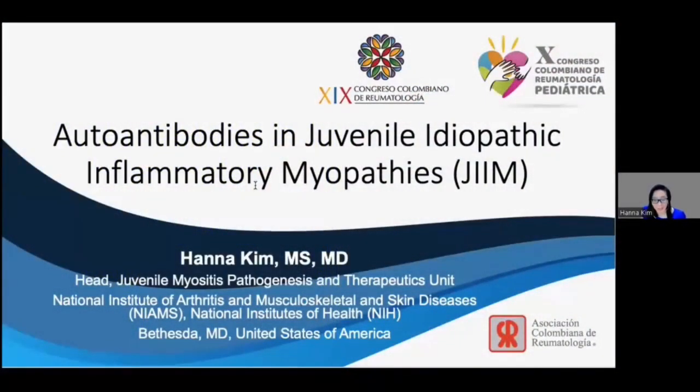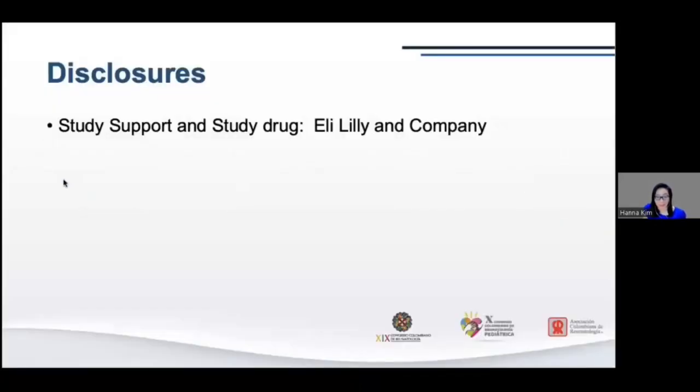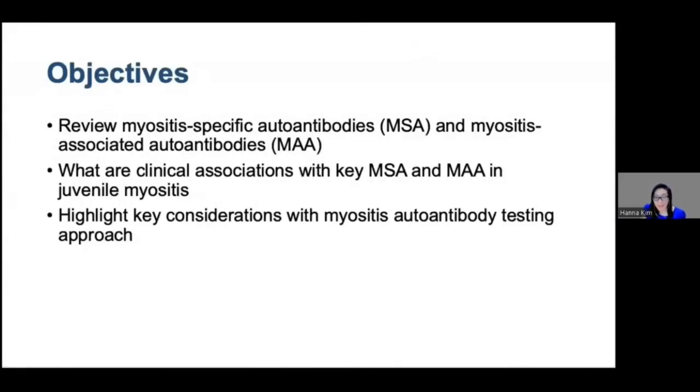Hi, I'm Hanna Kim. I'd like to thank the organizers for the opportunity to talk with you about autoantibodies in juvenile idiopathic inflammatory myopathies. Here are my disclosures. The objectives of this talk are to review myositis-specific autoantibodies, or MSA, and myositis-associated autoantibodies, MAA. I'll discuss what the clinical associations are with each of these and highlight what to consider when approaching myositis autoantibody testing.